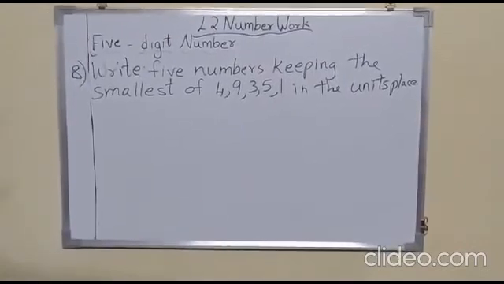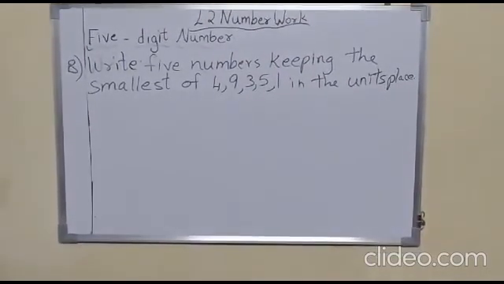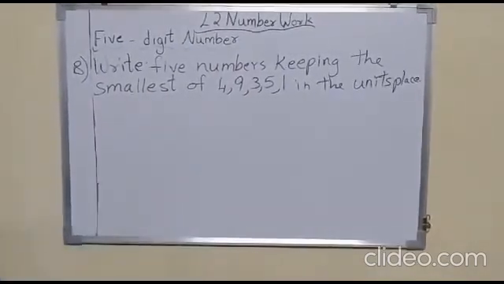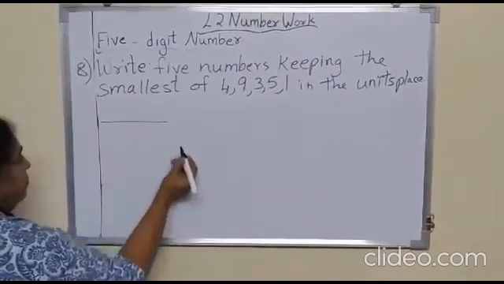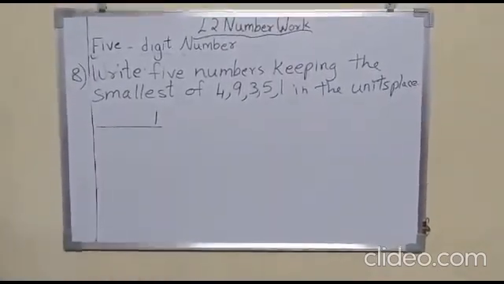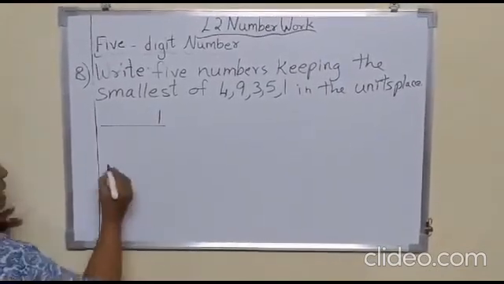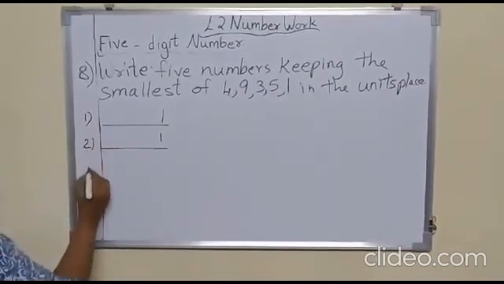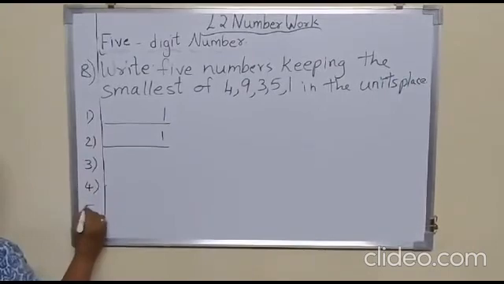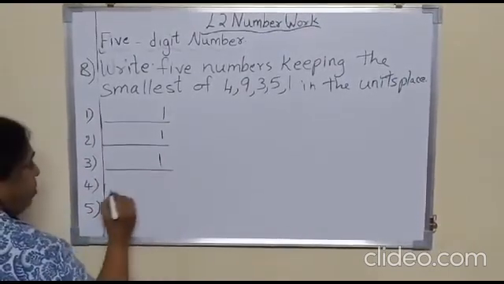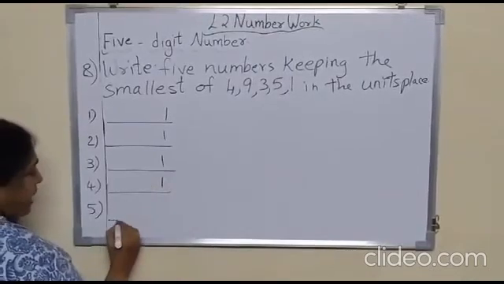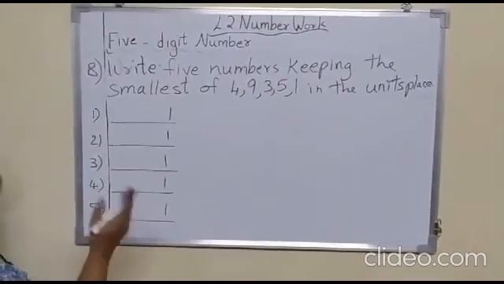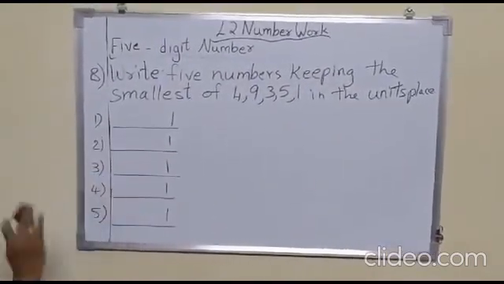Write 5 numbers, keeping the smallest of 49351 in the units place. Now here they have told us the smallest number from this number, that is 49351, should be in the units place. That is in the last digit should be 1. In the last place, in the units place, you should have the number 1. Did you understand? And how many numbers have they asked to make? They have asked us to make again 5 numbers. How many numbers? 5. So first they have told us to write the smallest number. Which is the smallest number? 1. So we are writing the smallest number in the units place. After that, which numbers are remaining there? 4, 9, 3, 5. Those 4, 9, 3, 5, we have to interchange and make 5 numbers.